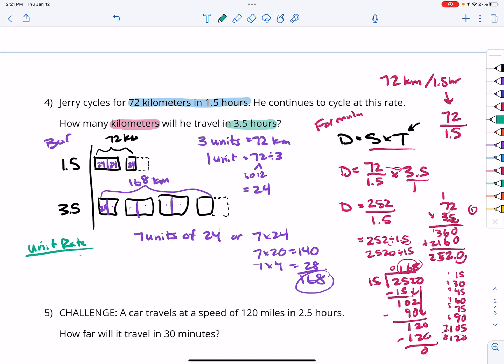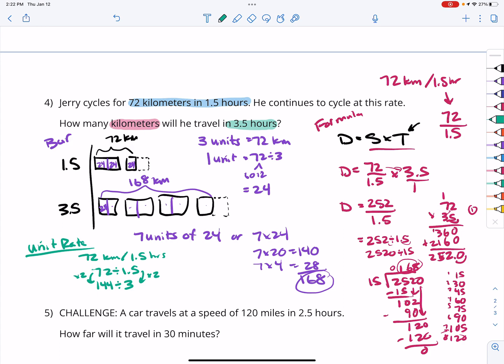So if we know 72 kilometers per 1.5 hours, we could do 72 divided by 1.5, and that will get us our unit rate. Again, dividing by 1.5 doesn't sound great, but I am going to use the proportional relationship of times 2. So this is 144 divided by 3. Because if I double both of those, that means I'm traveling twice the distance in twice the amount of time. So the rate is staying the same.